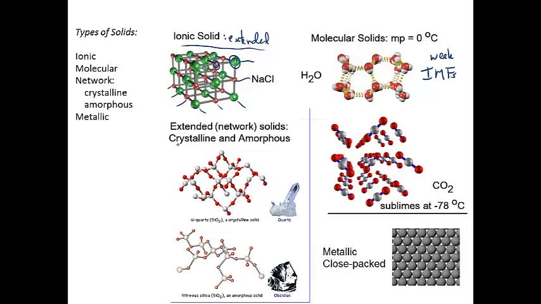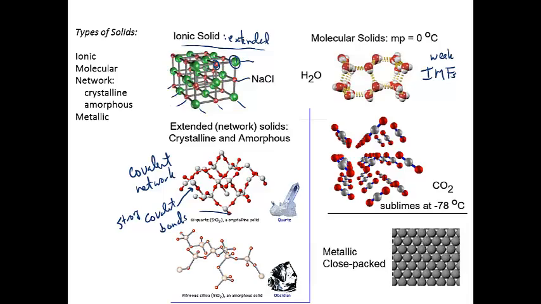Network solids, also called extended solids, also called covalent solids or covalent network solids, are held together by covalent bonds, that is, the bonds that hold atoms together inside molecules. So those are very strong. And things like quartz or diamond are examples of those.